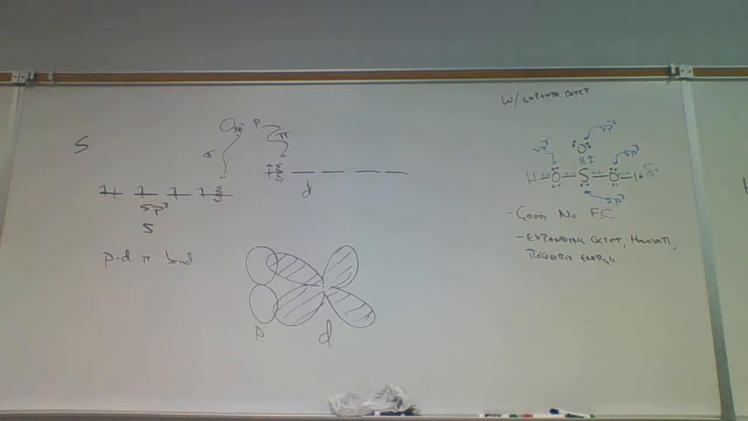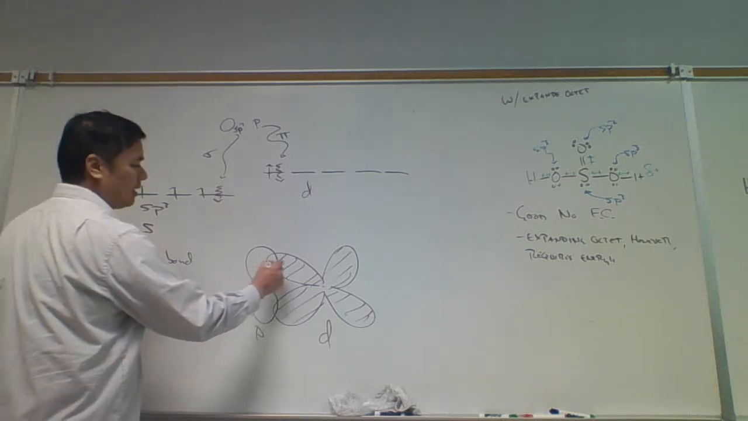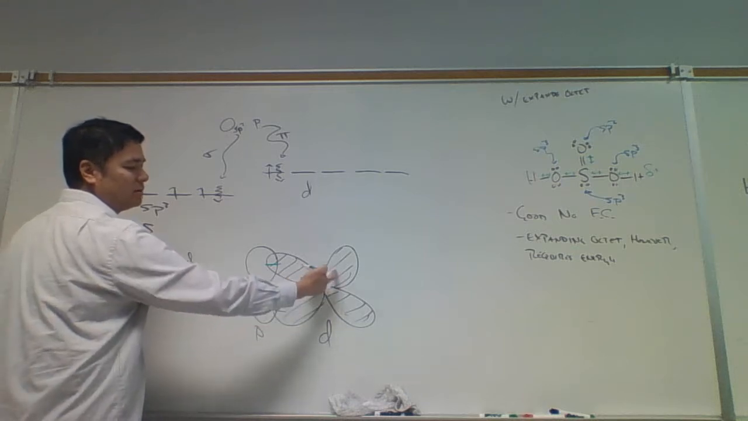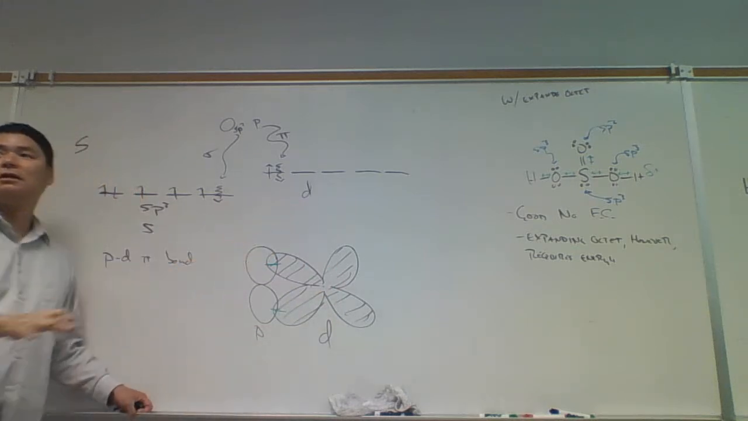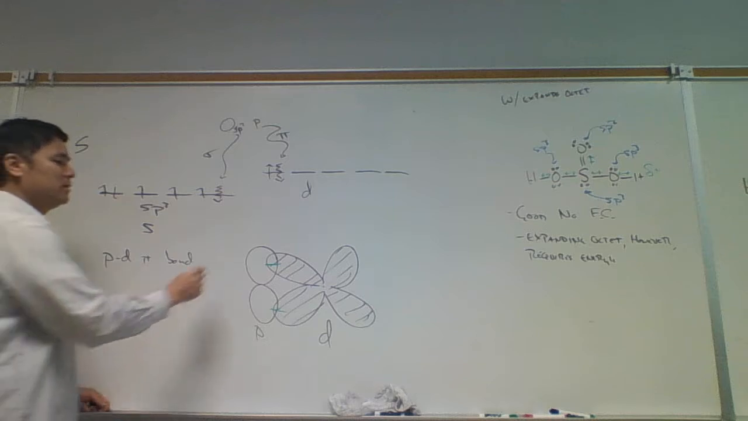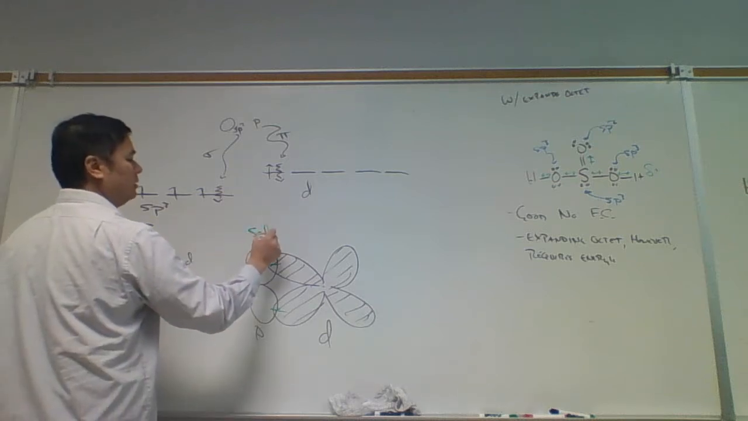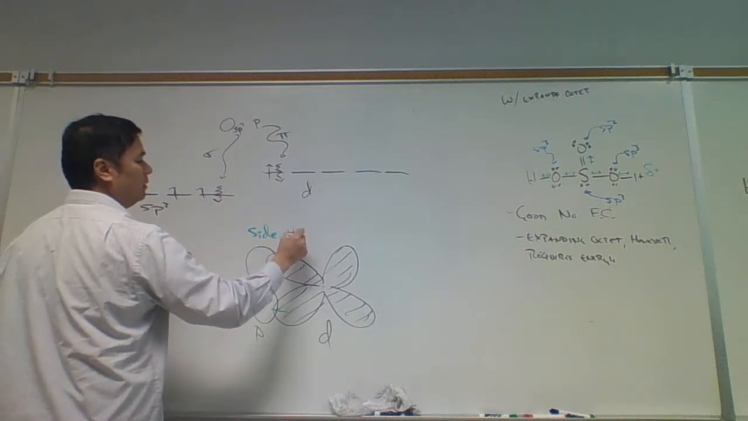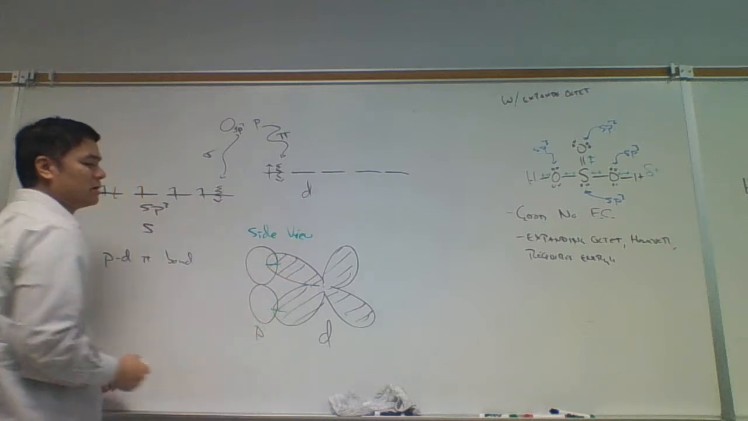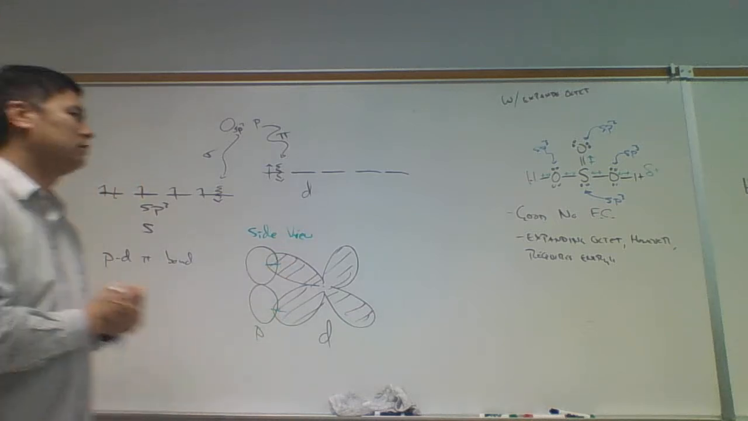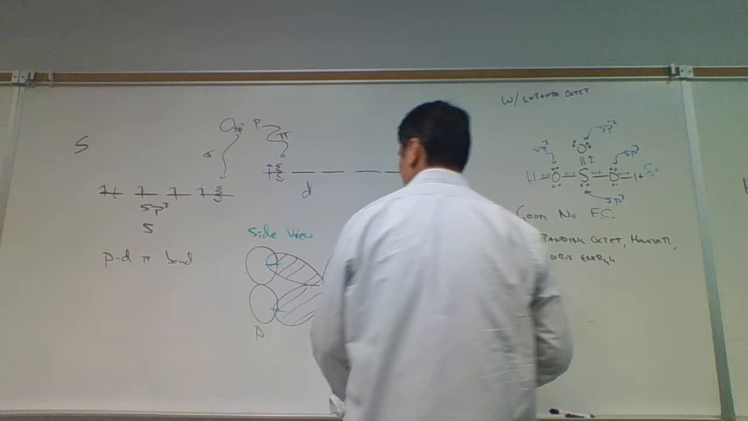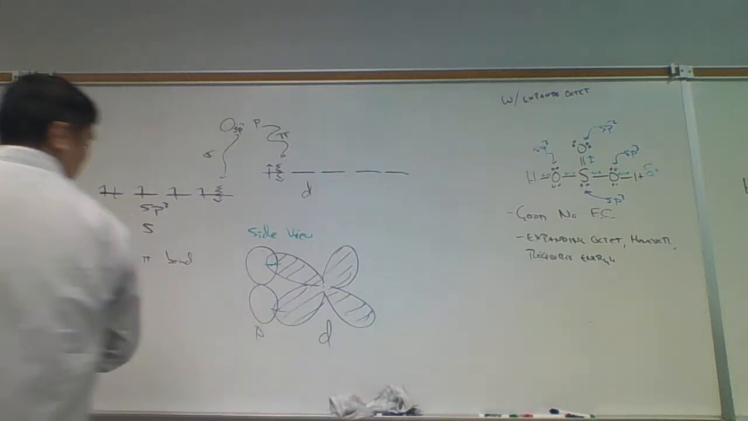And so we only can overlap half of the d orbital here. We can only overlap these 2 lobes. These 2 lobes are just free to overlap. So this would be the side view. Let's try to draw this by a top view. Let's do it over here.